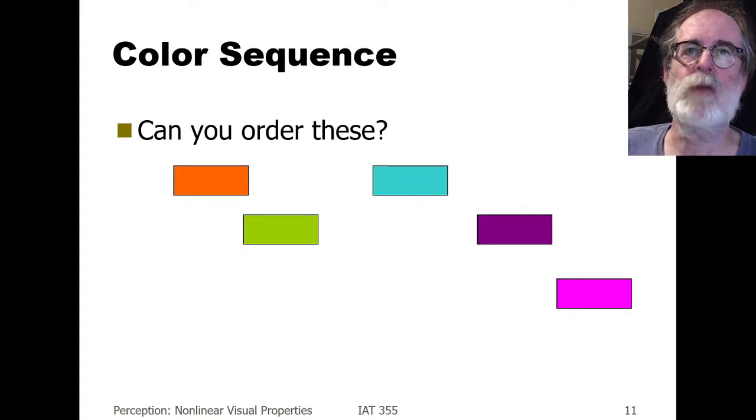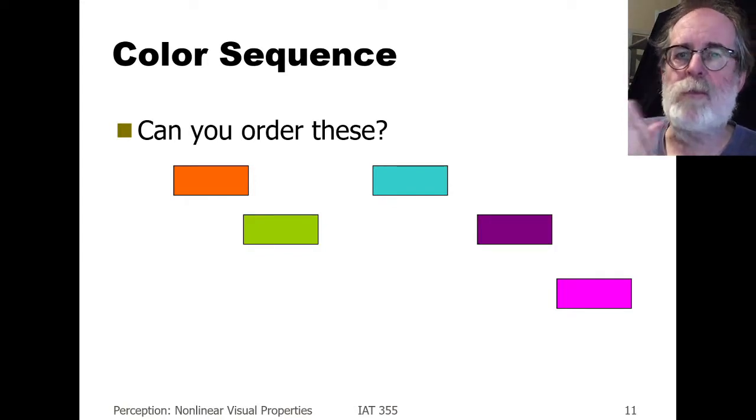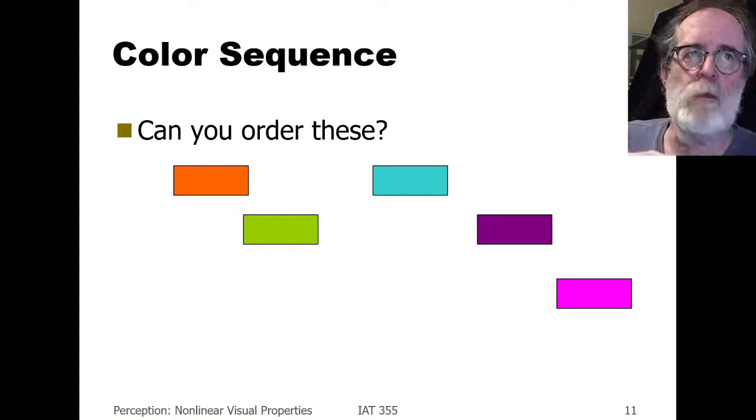Okay, so let me demonstrate. Can you put these in some particular order? So here's a bunch of random swatches: orange, green, a couple of purples, magenta, cyan. What's the order? Well, one of the problems with this is, of course, it's a trick question. Can you order these?